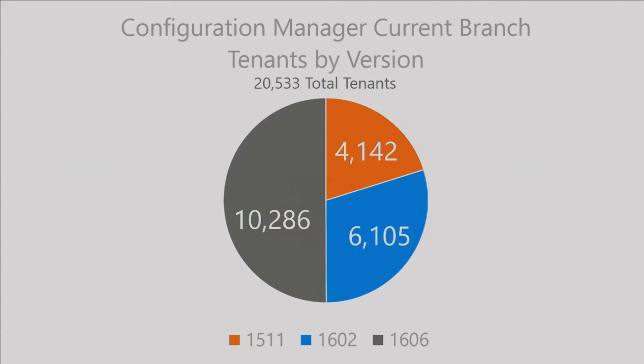Well, that data's a little old, but nearly 21,000 unique tenants have already upgraded to Current Branch. The most interesting thing on this slide to me is that gray box, that a majority of them, 10,286, are on 1606. That's been out for about a month, and they've upgraded that fast.